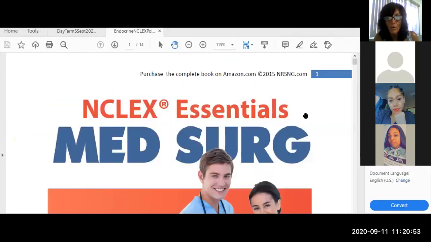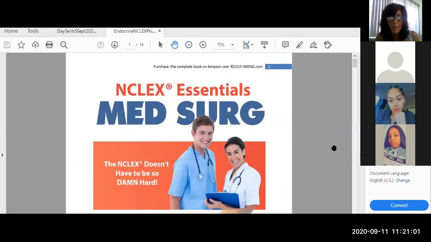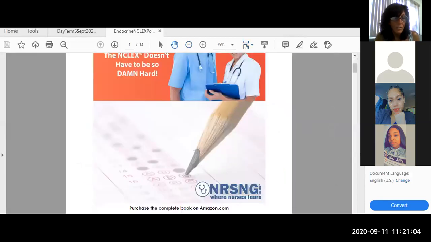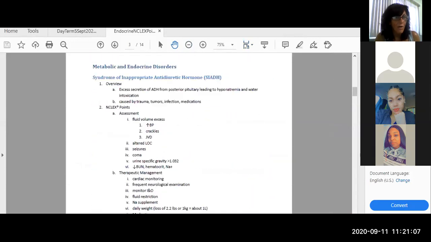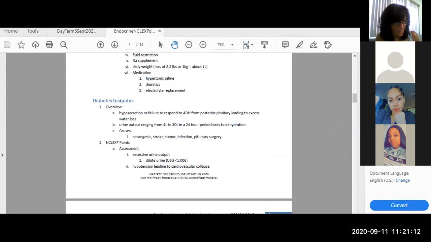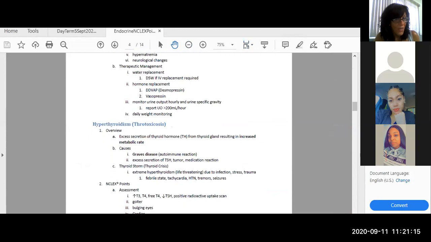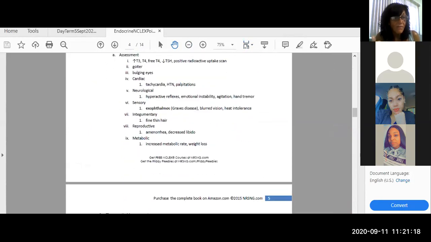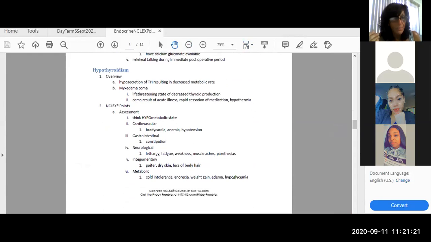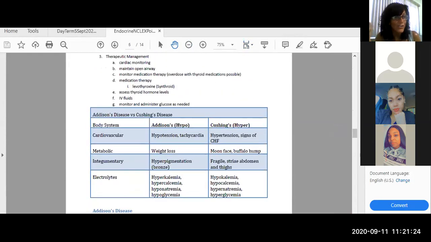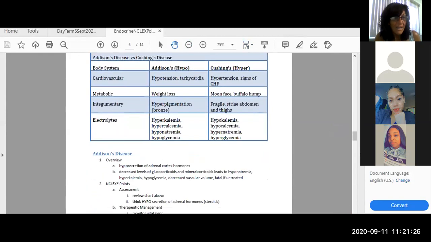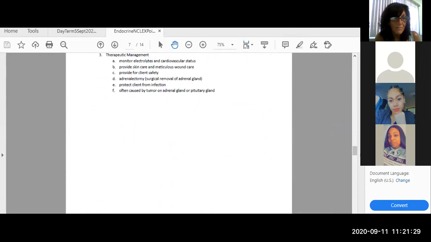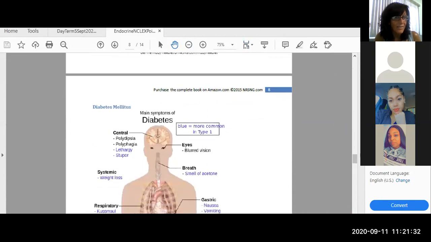Okay, so this is more of a cheat book than a cheat sheet. Endocrine NCLEX points, make it a little bit smaller, okay? And it's got really good synopses of the endocrine things like SIADH versus diabetes insipidus, hyperthyroidism and thyrotoxicosis versus hypothyroidism, right? There's Addison's versus Cushing's. There's diabetes mellitus, right?